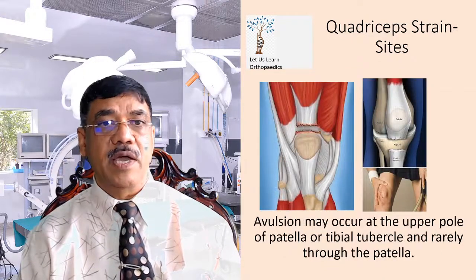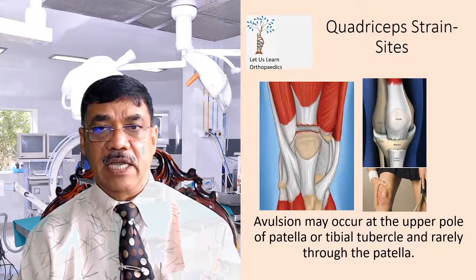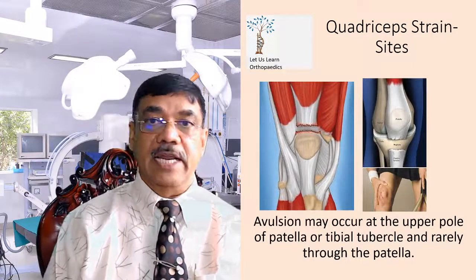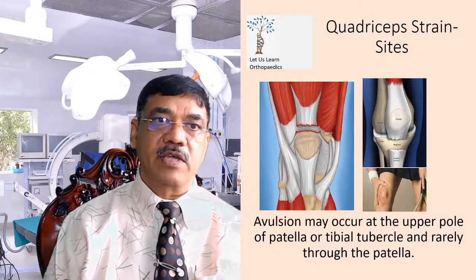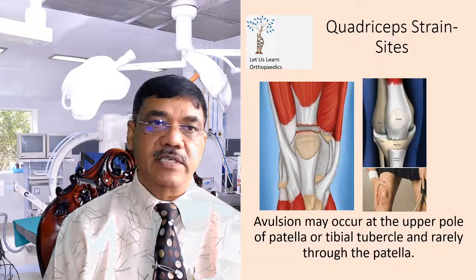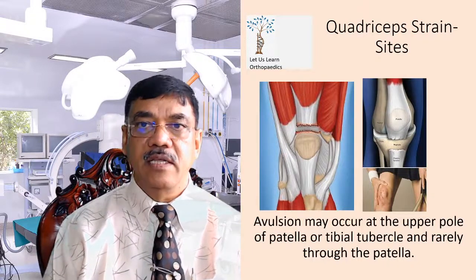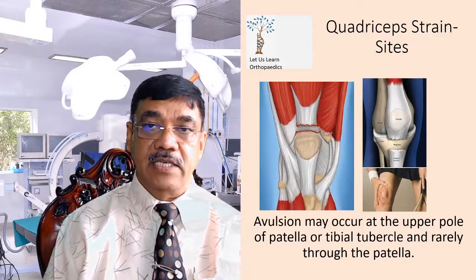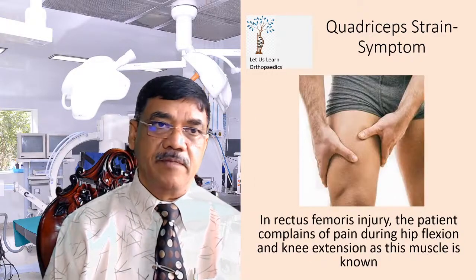Now, avulsion may occur at the upper pole of the patella or the tibial tubercle and rarely through the patella itself. As you can see here in this particular diagram, the first picture shows an avulsion fracture at the upper pole of the patella, and the second picture shows the avulsion at the distal end of the patella.